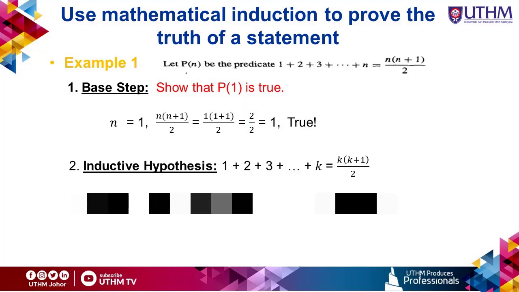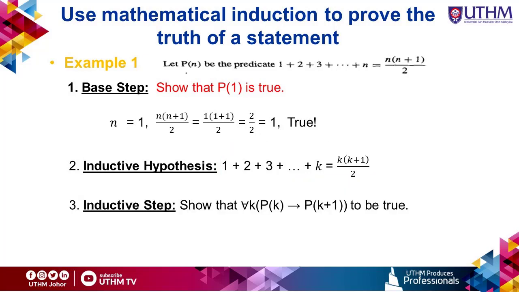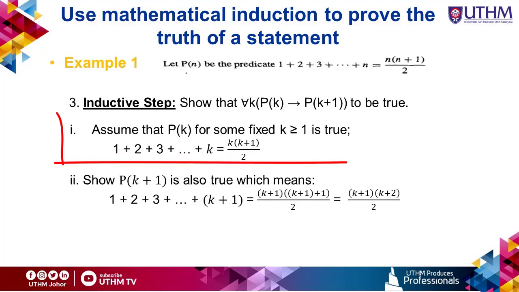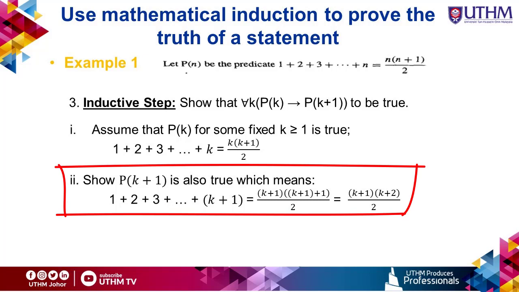During the second step, you have to replace n with k as shown on the slide, and this step is called the inductive hypothesis. During the third step, that is the inductive step, we have to show that if Pk is true, Pk plus 1 is also true. So, we assume that Pk with k greater than or equal to 1 is true during this third step. Thus, we must show that Pk plus 1 is also true.